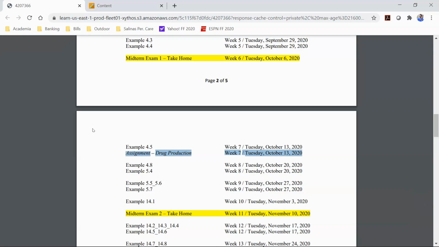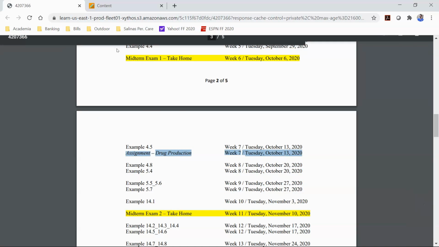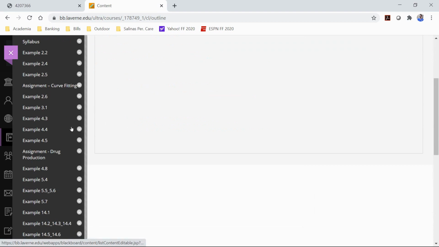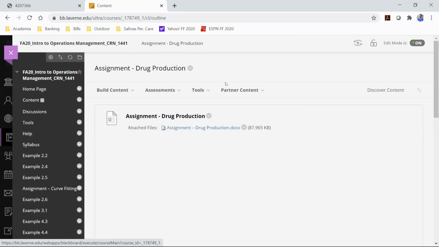Okay, so the drug production assignment is based on the example 4.5 model, and let's go ahead and go to that. After example 4.5, you'll see assignment drug production. You can go there and open up the assignment. Okay, let's open this up.